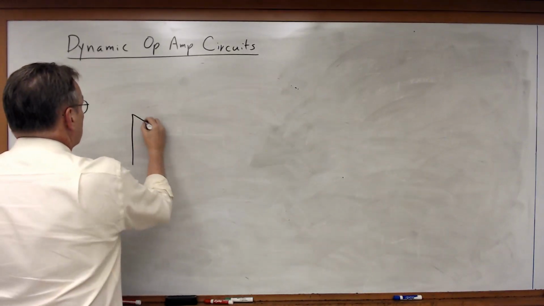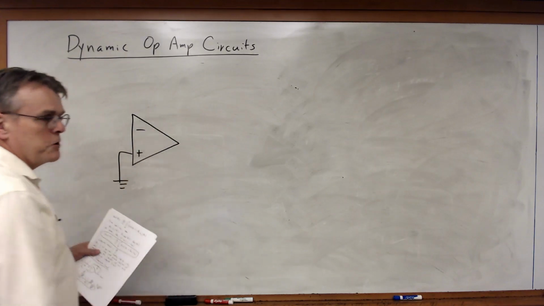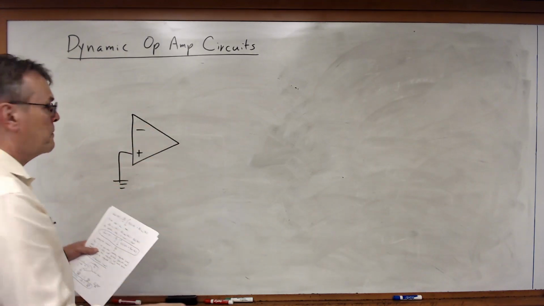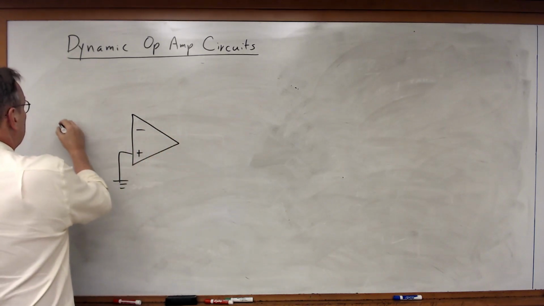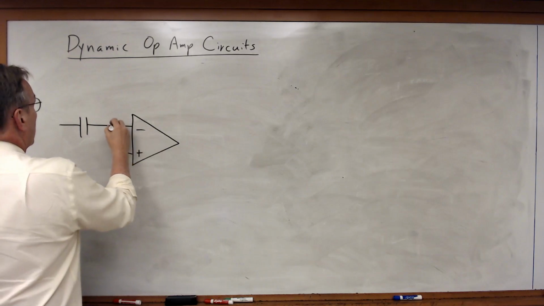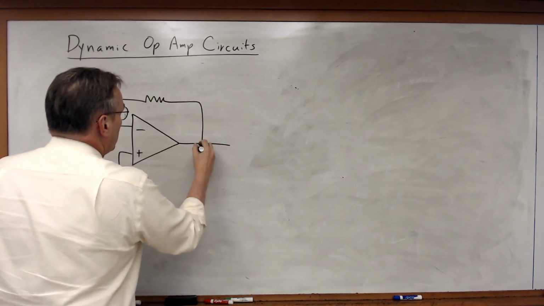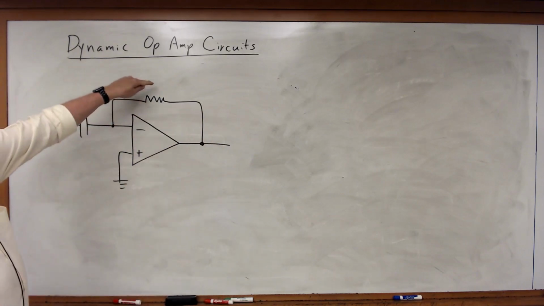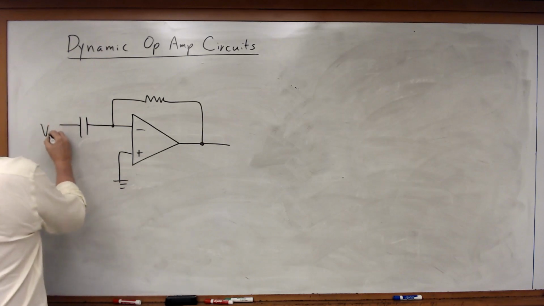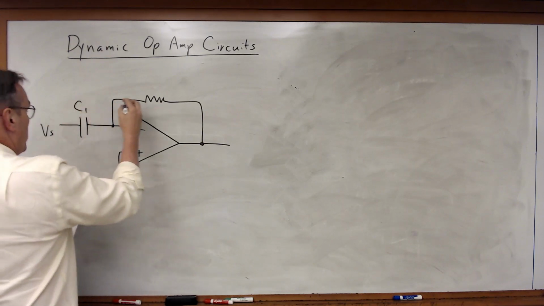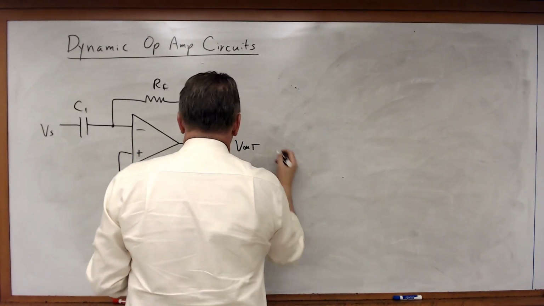Let's redraw that circuit, except now I'm going to flip the position of the capacitor and the resistor. So now instead of the capacitor being here in the feedback, it's in the input leg. Here's Vs, C1, RF, V out.